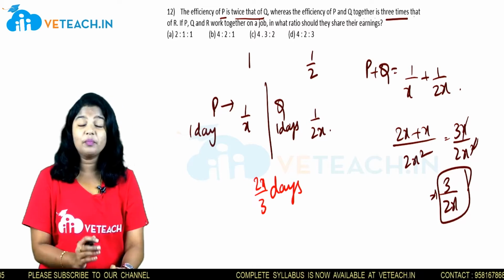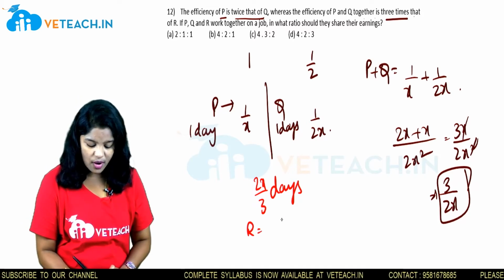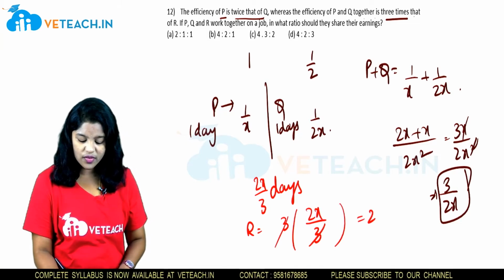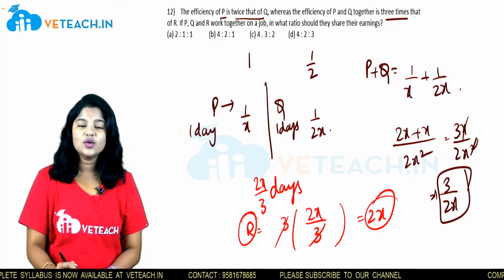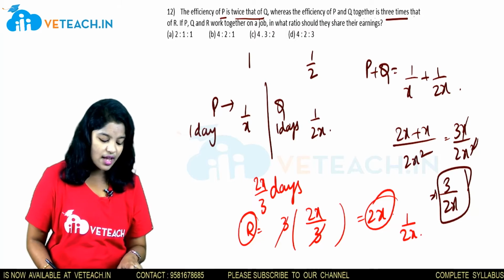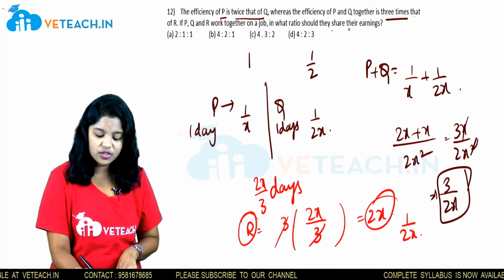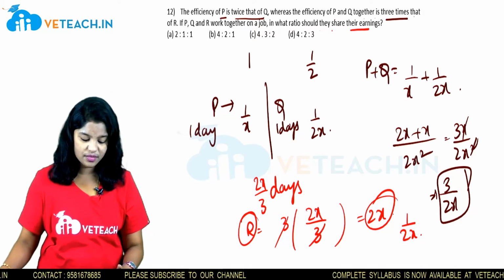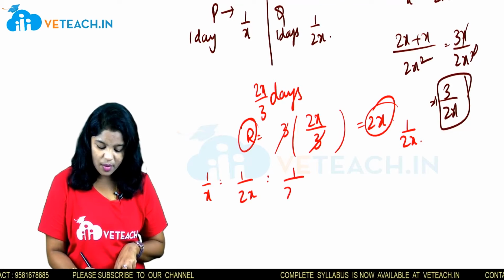So they have given P and Q's together efficiency is thrice that of R. So R is equal to 3 times of 2x by 3. So according to that we will get R can complete the work in 2x days. So he does the work in a single day is 1 by 2x part of the work. Now they asked us to find out if P, Q, R work together, in what ratio they share their earnings. Simply nothing but the ratio of their efficiencies. So that is equal to 1 by x is to 1 by 2x is to 1 by 2x.